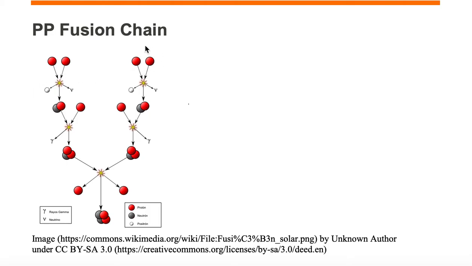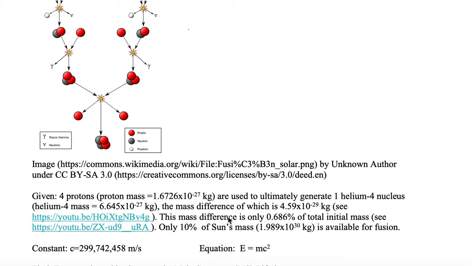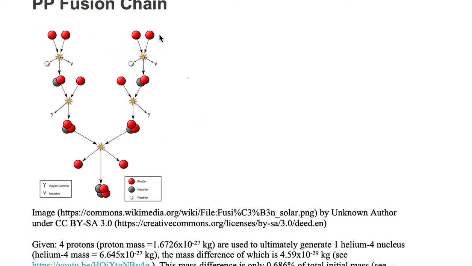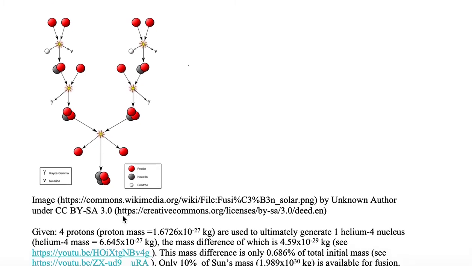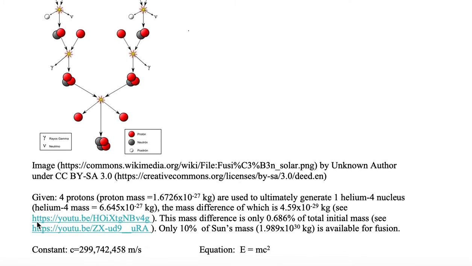Now the mass of 4 protons is higher than that of one helium-4 nucleus, and therefore we have a mass difference, and that mass difference is 4.59 times 10 to the minus 29th kilograms. The 4 protons weigh more than one helium-4 atom, and therefore we have a positive mass difference. You can take a look at this YouTube video if you want to see the math.